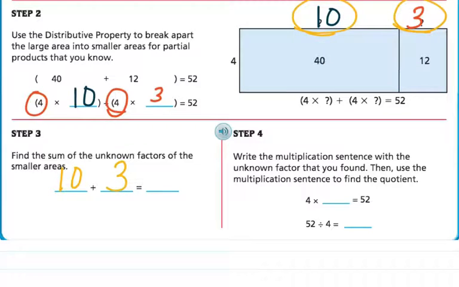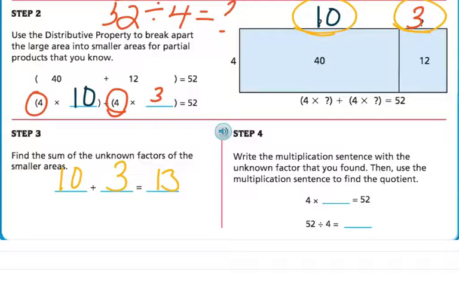The reason why that 4 is there, because we got that from the 52 divided by 4 is equal to a number that we don't know. So the 4 is telling us that we're looking at our multiples of 4 to get at our answer. So now we're going to go back down to this step 3, and it says find the sum of the unknown factors of the smaller areas. So we have 10 plus 3 is equal to 13.